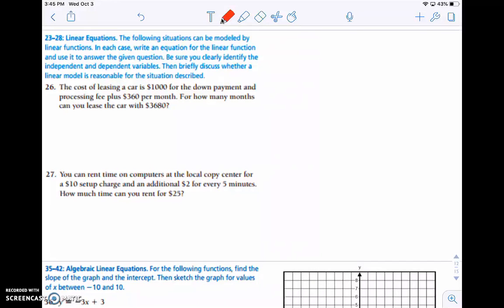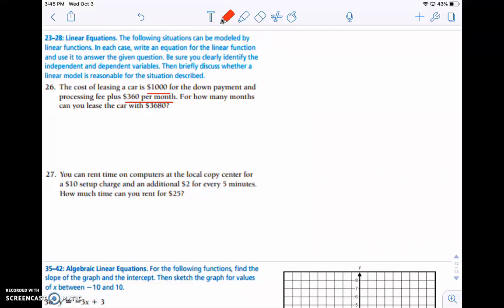So the first one we have, the cost of leasing a car is $1,000 for the down payment and a processing fee, plus $360 per month. So $1,000 down, $360 per month. For how many months can you lease the car if you have $3,680?